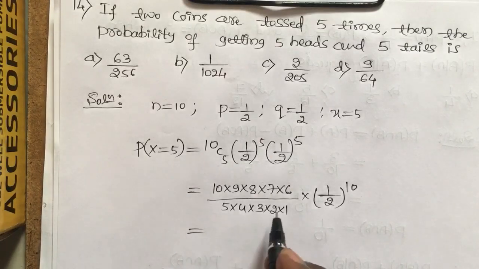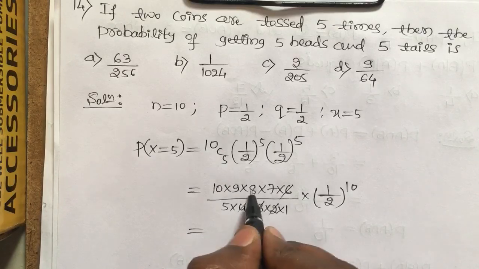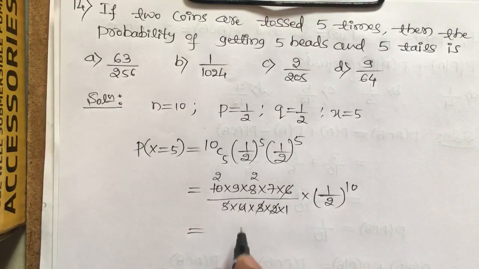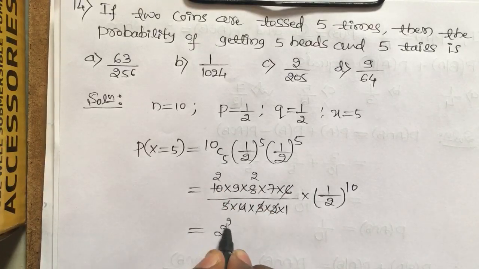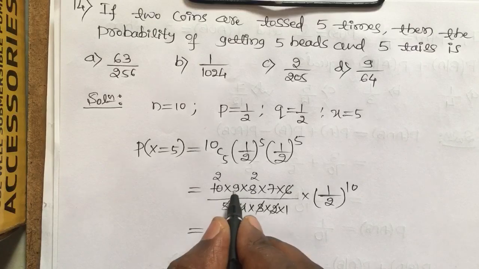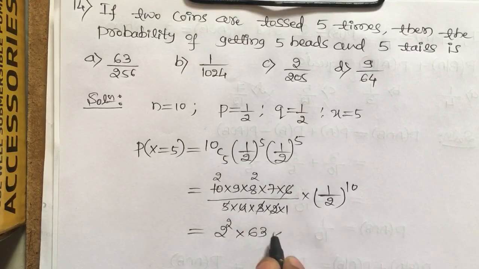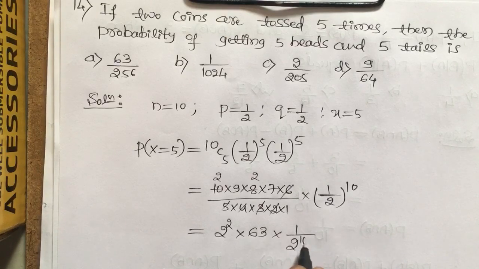So let us simplify this now. 3 into 2 is 6, so these two get cancelled. Then 4 ones are 4, twos are, then 5 ones are 5, twos are. So simplify this. 2 into 2 is 2 square, into 9 into 7 is 63, then into 1 by 2 raised to 10.